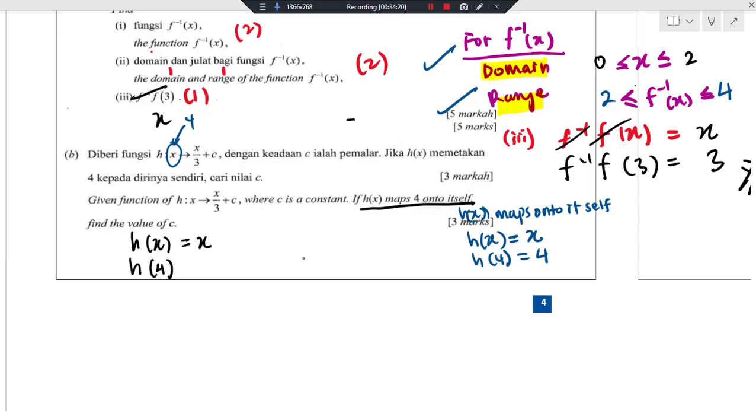That's it. C is equal to 4 minus 4 over 3. What do you get? 12 minus 8 over 3. Right? 8 over 3. That's all. This is 8 marks. Is 8 marks difficult? Easy. If you understand, it's really easy. I didn't lie to you. 8 over 3. 4 minus 4 over 3. Just use your calculator.